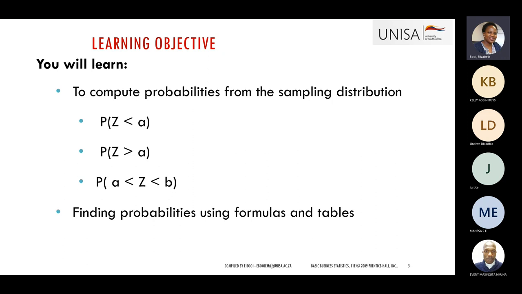By the end of the session today, you will learn how to compute probabilities from a sampling distribution. We're going to look at how to find the probability of Z less than, Z greater than a value, or Z lying between two values. We're also going to calculate the mean and the standard deviation of a sampling distribution, which is also called the standard error. We're going to rely mostly on the Z table that we used last time for the normal distribution, because with sampling distribution as well, we are trying to normalize the distribution and make it a standardized normal distribution.